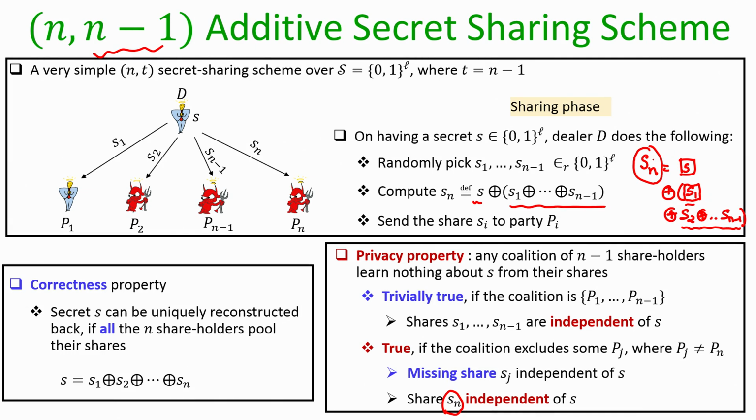That means, even though the adversary is seeing S of n, it cannot figure out whether S of n is actually a share corresponding to the secret S or corresponding to a secret S prime, because it does not know the value of the missing share S1, which was randomly and independently picked of the actual secret of the dealer. That ensures that even if the adversary controls the nth shareholder, it learns absolutely nothing about the underlying secret S, and that is why this secret sharing satisfies the requirement of an n comma n minus 1 secret sharing scheme.